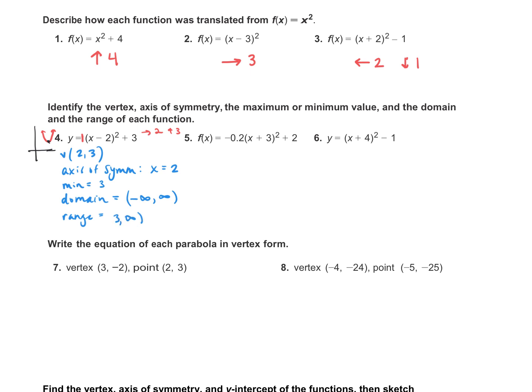So we have a parenthesis with our infinities, but then because the 3 is part of the vertex, that is included with the range, so that will get a bracket. All right, look at that, we fit it all in.